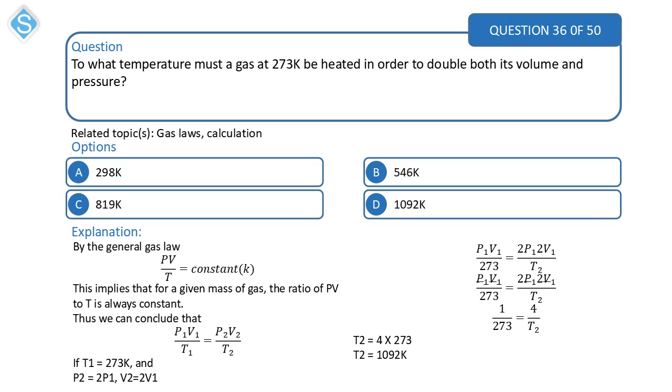To get the value of T2, we then cross multiply. So when we cross multiply, 1 times T2 is T2. Then we are going to have 4 times 273, and that will be 1092. So this temperature must increase. The temperature of this gas that is currently at 273 Kelvin must increase to 1092 Kelvin in order for the pressure and the volume to double.